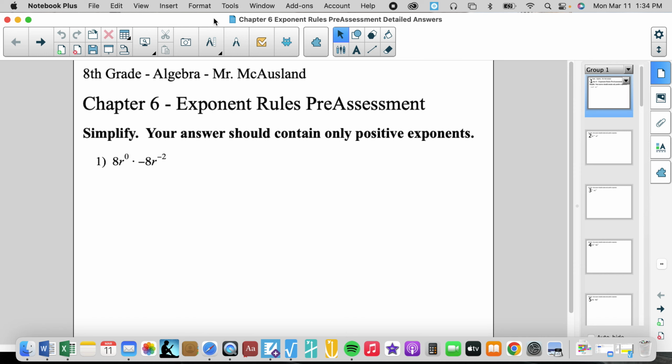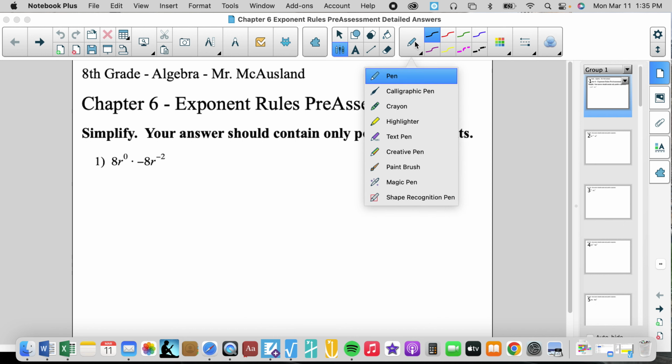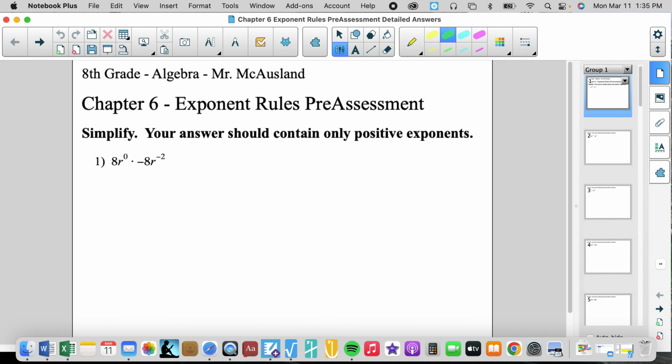So we're going to do these exponent rules. It says simplify your answer. Simplify your answer should contain only positive exponents. So that's really important for you to understand. We can't have negative exponents.